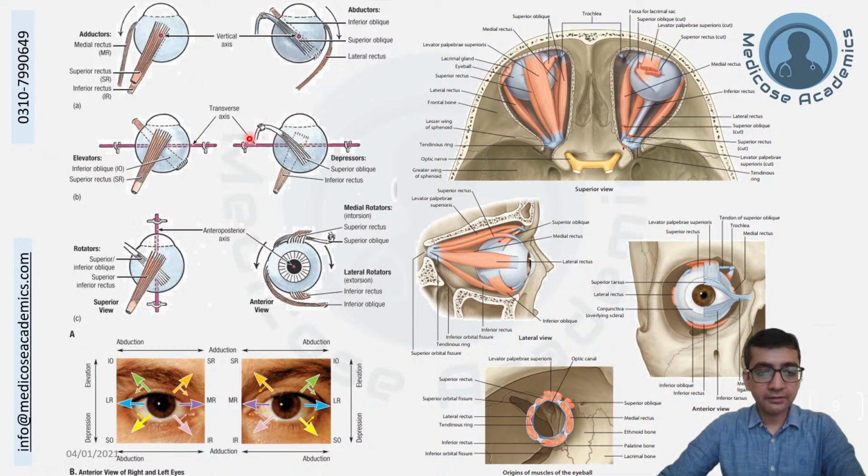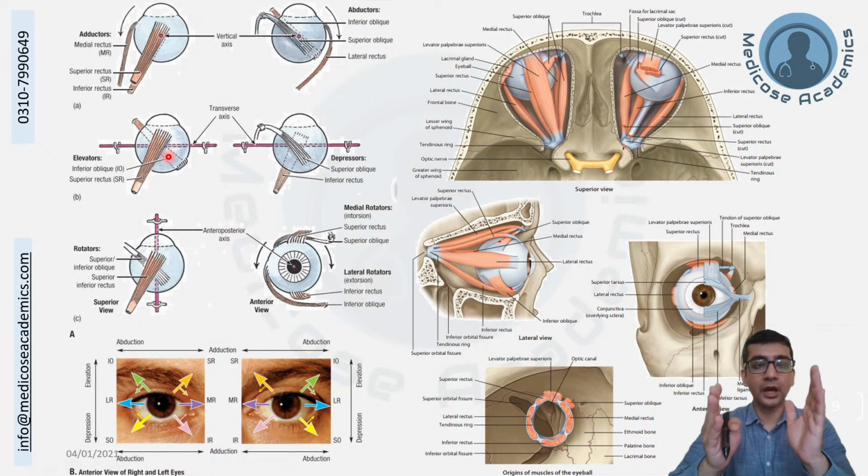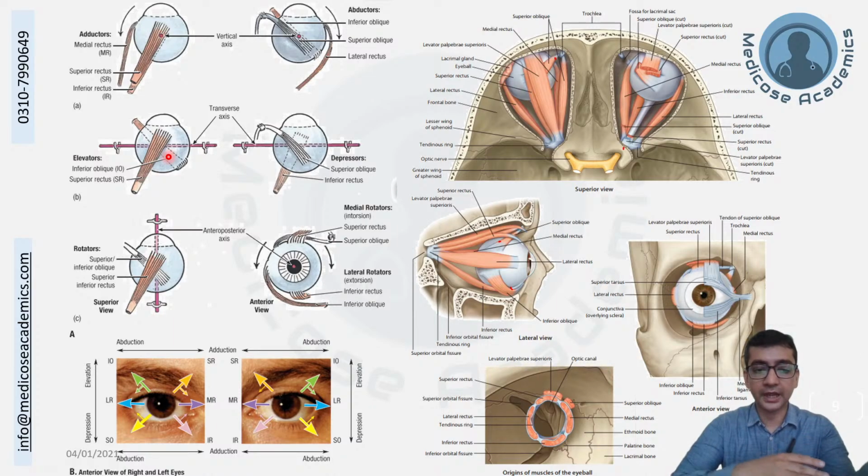When talking about the elevation and depression, the elevation was done by superior rectus and inferior oblique. One of them, the rectus, was responsible for adduction, and the oblique was responsible for abduction. So they cancel the lateral and medial movements, and when working together, they help the eye to remain in the midline and look up without deviating for the abduction and the adduction.